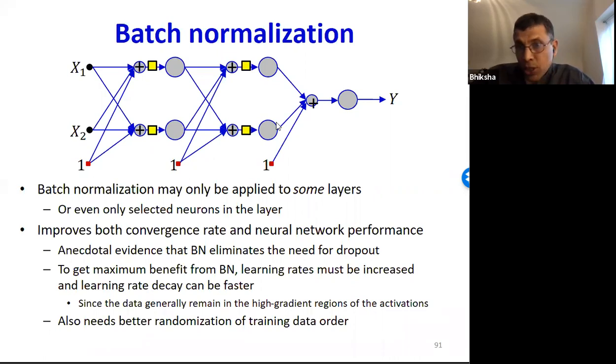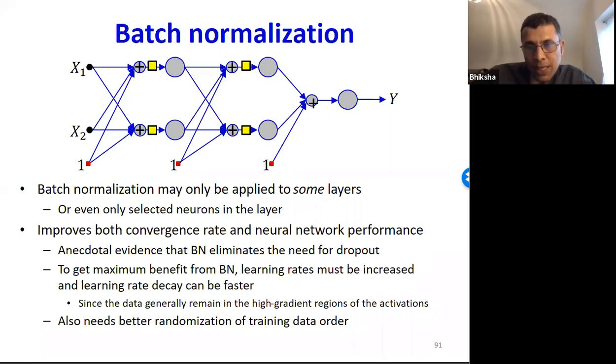Anyway, Batchnorm is a neuron-wise operation, so we don't need to apply it to every neuron in the network. We can apply it to only some layers or even to only some neurons. In general, it improves both convergence rate and network performance. And empirically, people have reported that Batchnorm eliminates the need for dropout, which is another regularization technique that I'll talk about in the second part of this lecture, which I'll record offline.